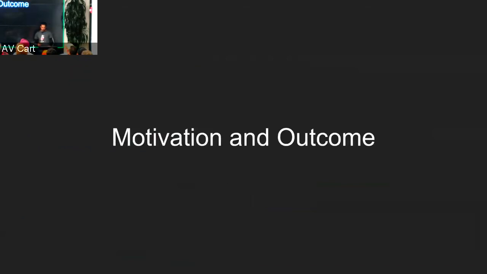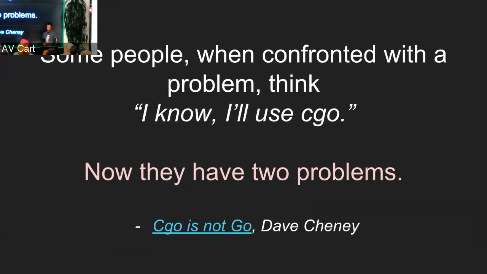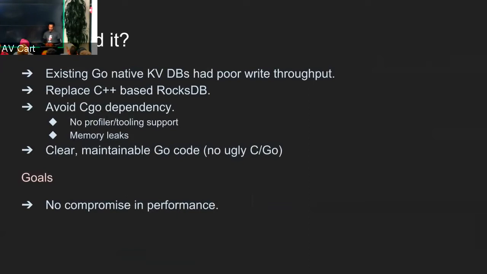But before I even talk about Badger, let me explain the main motivation for building it. Quoting from a blog post by Dave Cheney, the real Australian: some people, when confronted with a problem, think, "I know, I'll use CGO." Now they have two problems. We found ourselves in a similar bind when building Dgraph. Existing Go native key value databases had poor write throughput, so we were calling RocksDB via CGO to achieve the performance that we needed. This, however, caused us a bunch of issues.